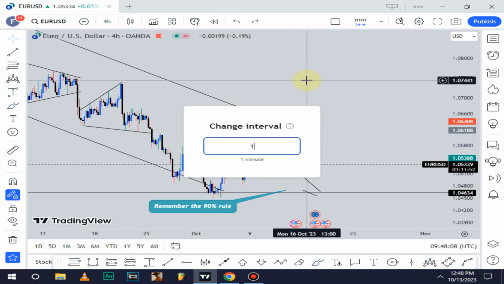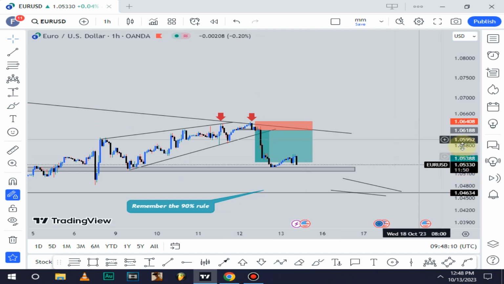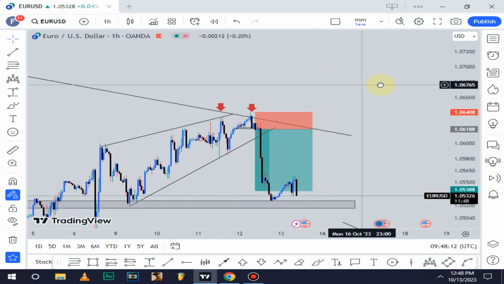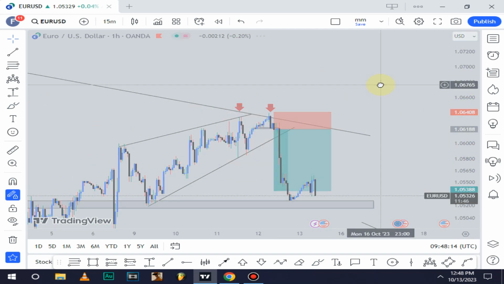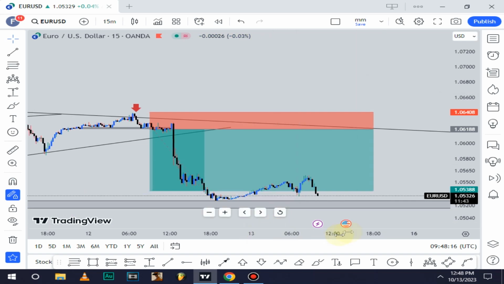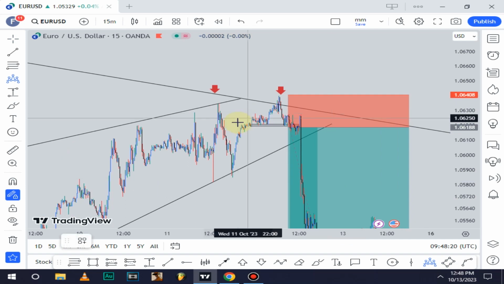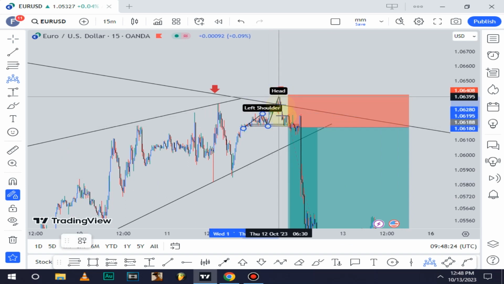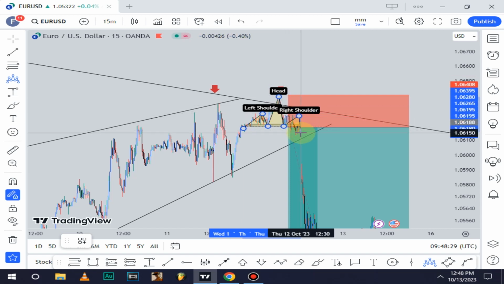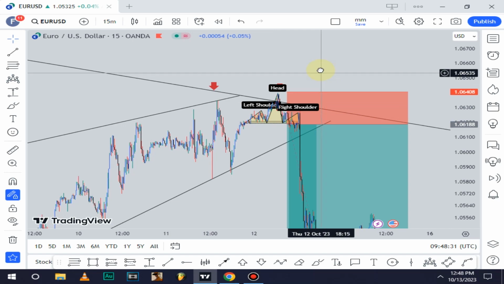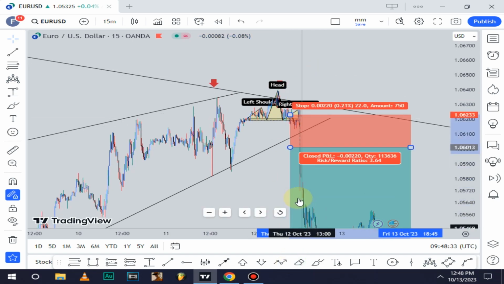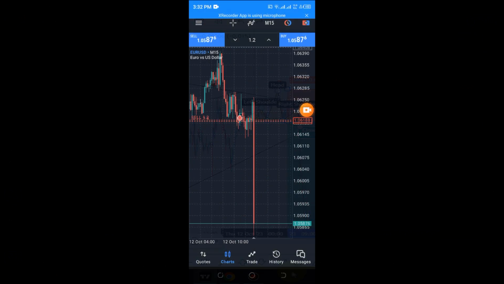So I went back to the H1 and tried to see what's happening. But then back to the 15, that is where I took a sniper entry this time, guys. I saw some head and shoulders over here. This was the left shoulder, the neckline, the head, and that is where price gave us that type of reversal. You can see how it cleared the market.